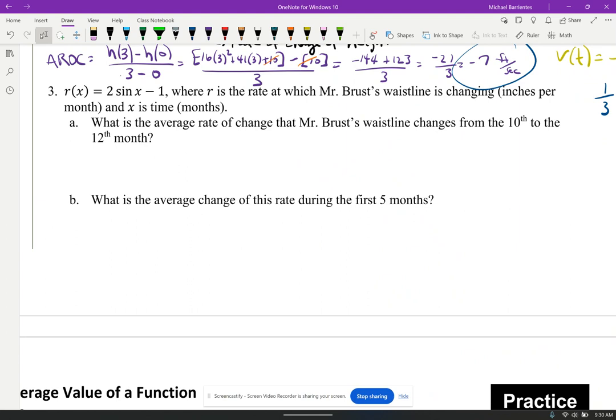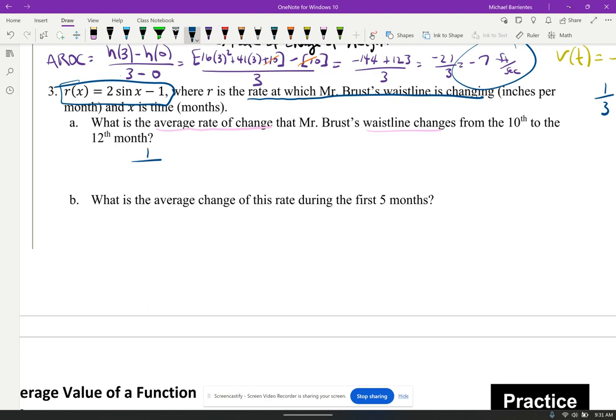Okay, so this is going to require you to pay close attention to what you're given and what they want. They want the average rate of change that the waistline changes. But the equation that they give us is the rate at which the waistline changes. So I'm looking for the average value of this function. Do you see that? My equation is a rate. I'm looking for the average rate. So therefore, I'm looking for the average of this function. So that's going to be from month 10 to month 12.